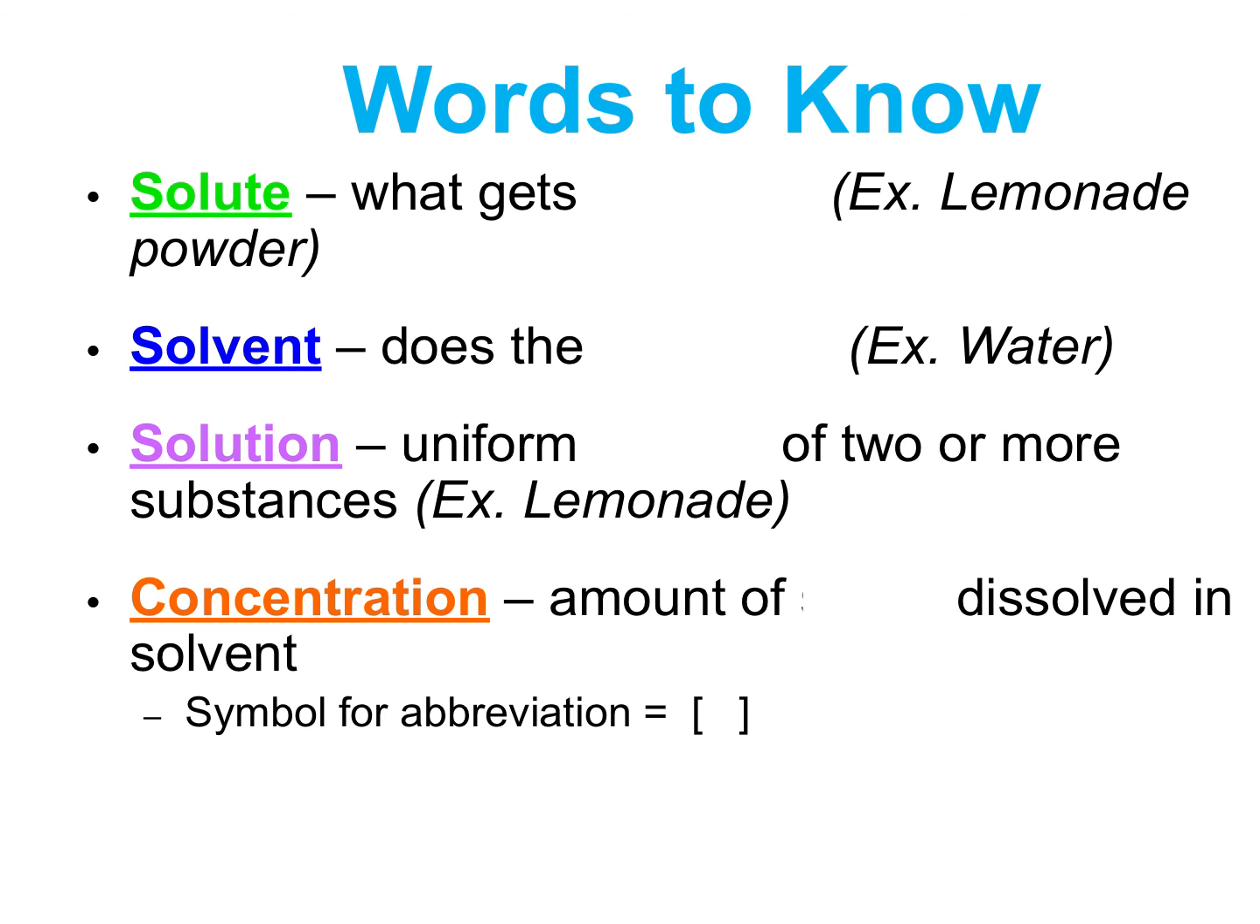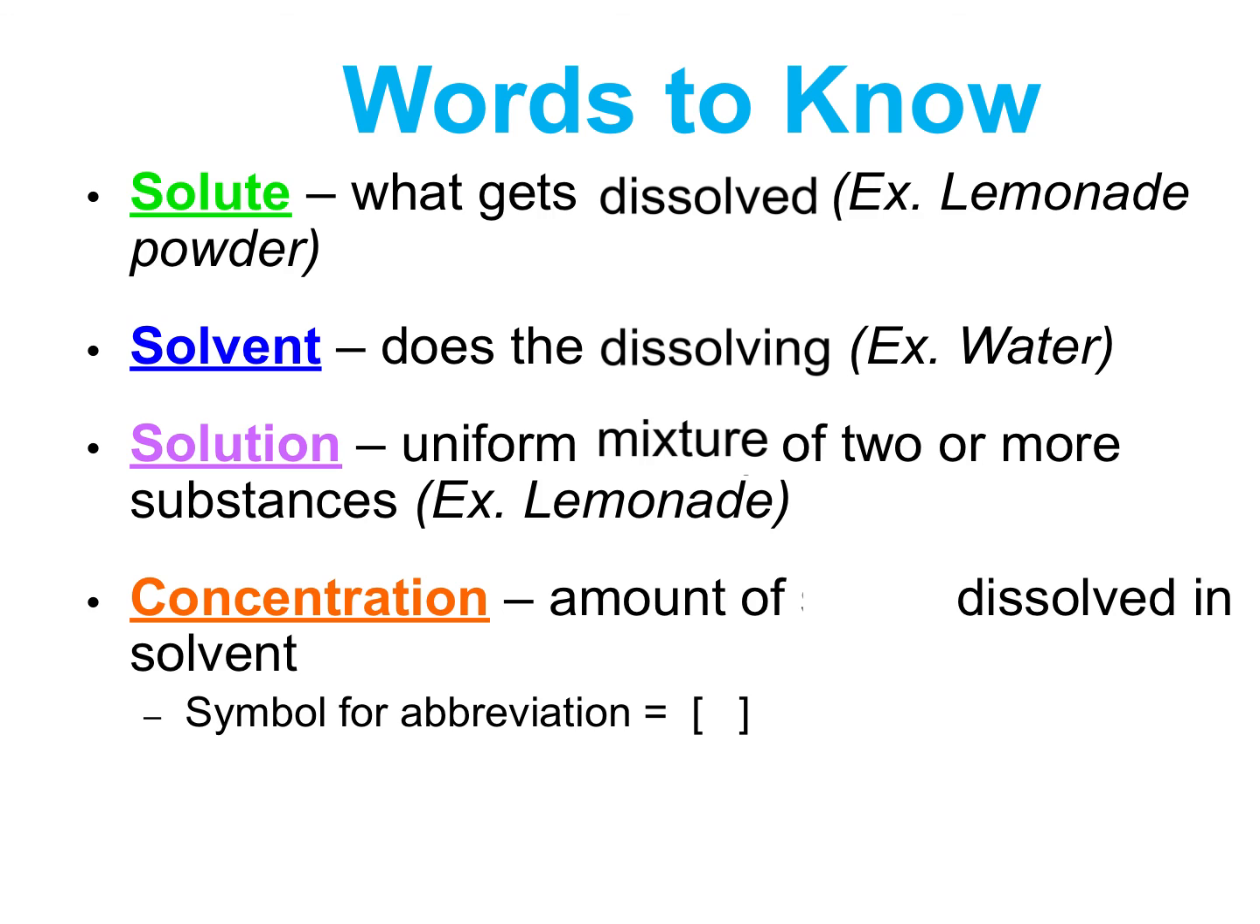And before we move on today, we need to remind ourselves of some of these important words we have discussed. So the word solute, if we remember, is what gets dissolved. So we can think back to our lemonade powder. This is what gets dissolved. Our solvent does the dissolving, and if we recall, the universal solvent is water. And then we have the solution, and if we add these two things together, we get the solution. So the solution is a uniform mixture of two or more substances, like the lemonade that we just made.